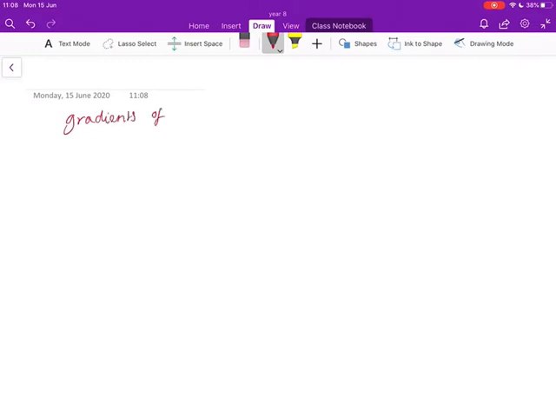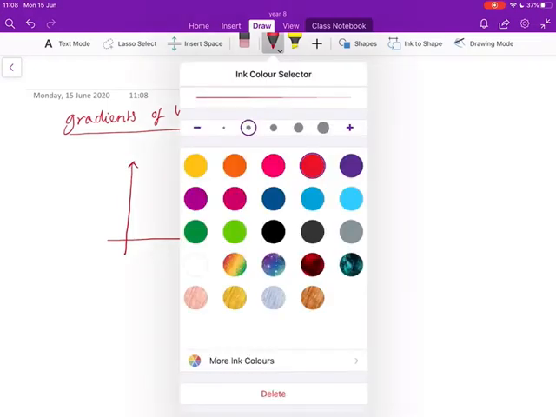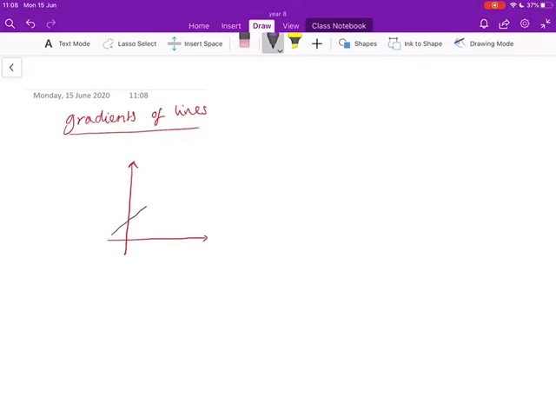Okay, let's start off by looking at gradients of lines. So let's say we've got drawn on a set of axes a straight line, and let's say that straight line passes through a couple of coordinates. So let's say that line passes through maybe this point here at 0, 2, and maybe this point here at 3, 8, for example. And we're asked to find the gradient of the line.